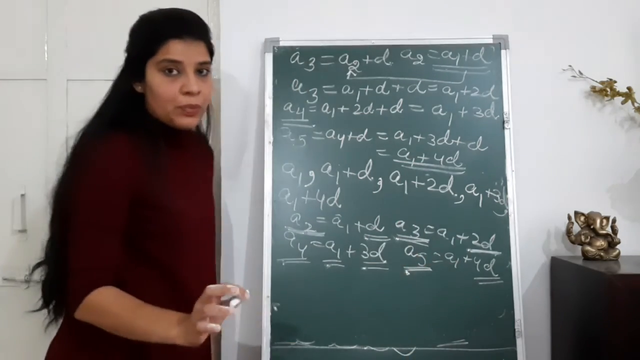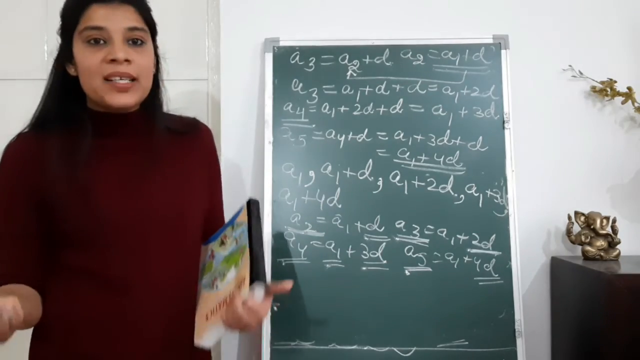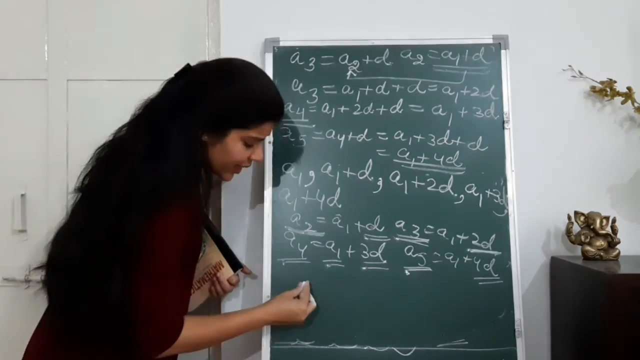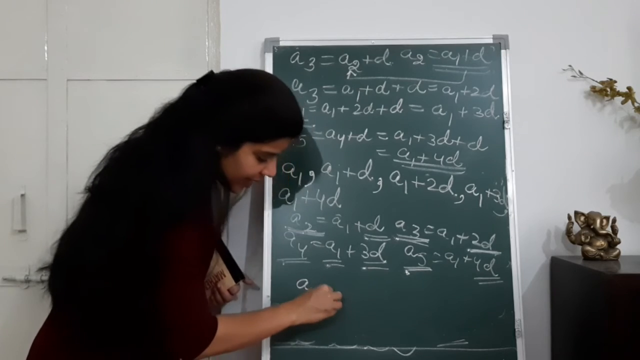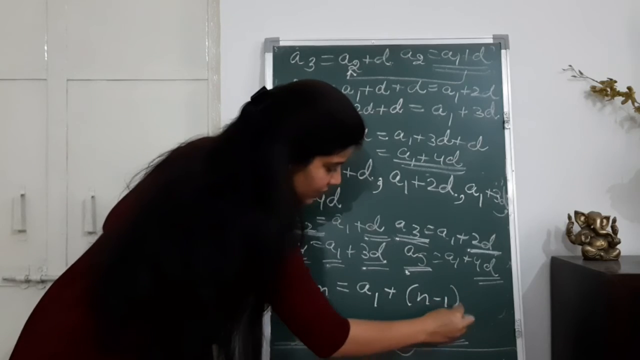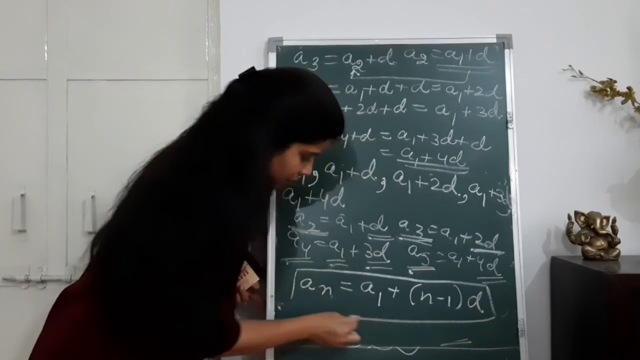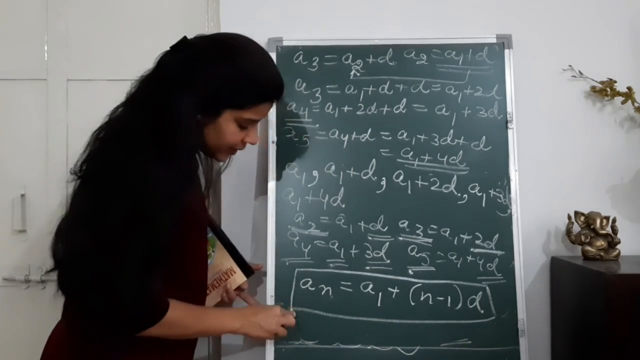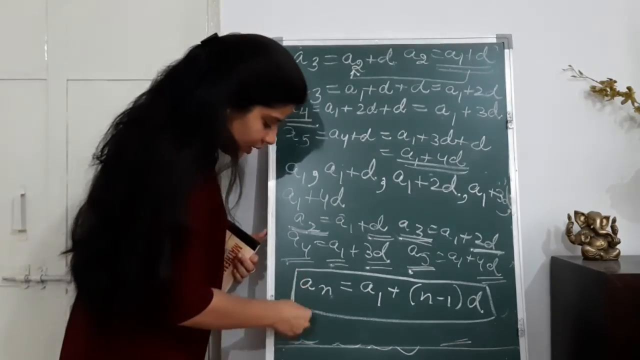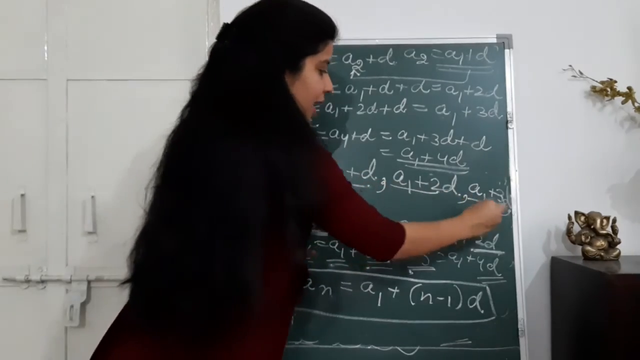So can I write for the general nth term, where the nth term can be 1, 2, 3, 4, 5, 6, 7, 8, 9, 10, anything. So can I write for the nth term, an is equal to a1 plus n minus 1 into d. This is very important and this is called the general form of AP. The general form of AP is simply this: A1, A1 plus D, A1 plus 2D, A1 plus 3D.